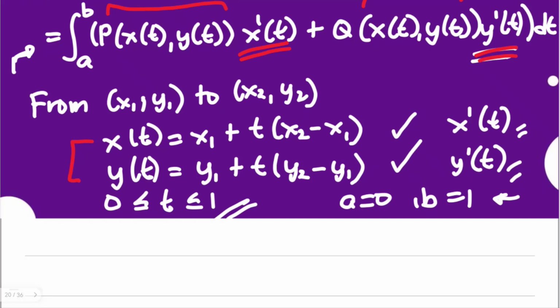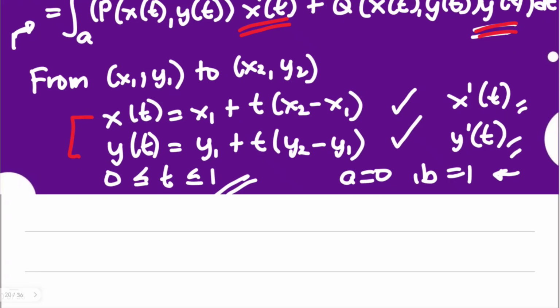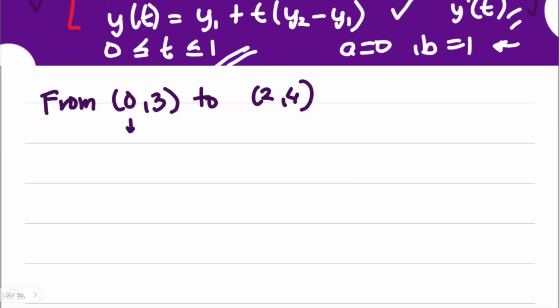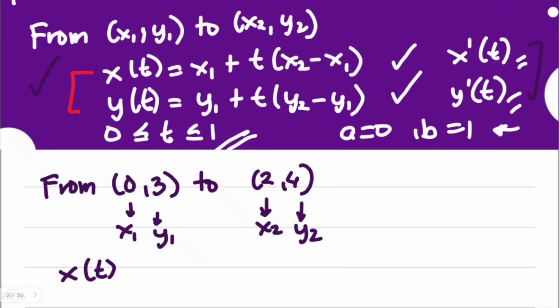Okay, now let us have an example, just an illustration for us to identify this idea. We're not going to automatically solve for this because I'm not going to provide the functions, just the points. Let's say from 0, 3 to 2, 4. This would mean this is our x sub 1, this is our y sub 1, this is our x sub 2, and y sub 2. Let us try to provide the parameters for your x of t and your y of t together with their first derivatives as well.